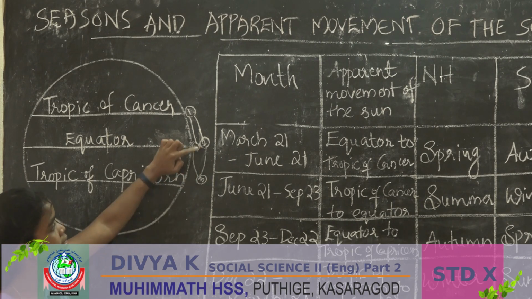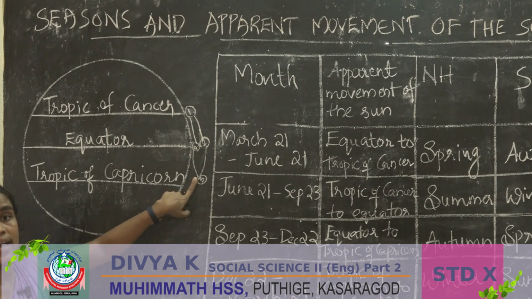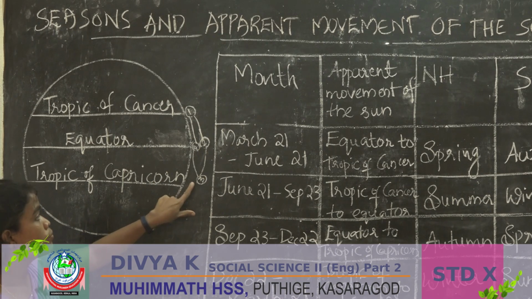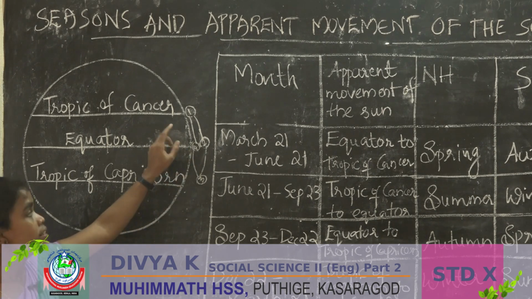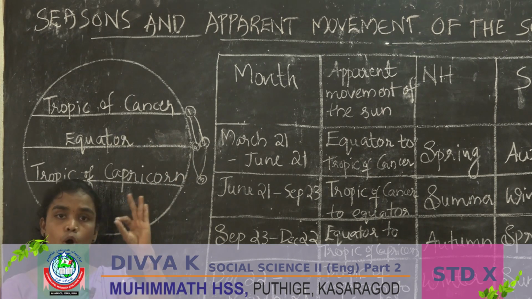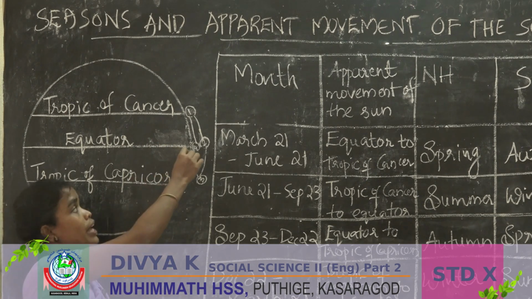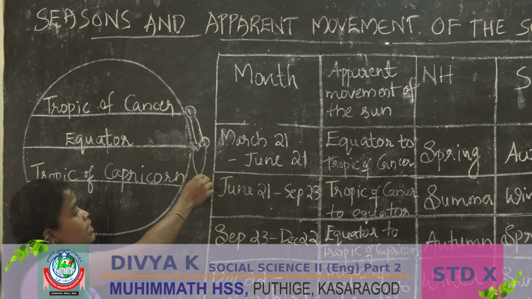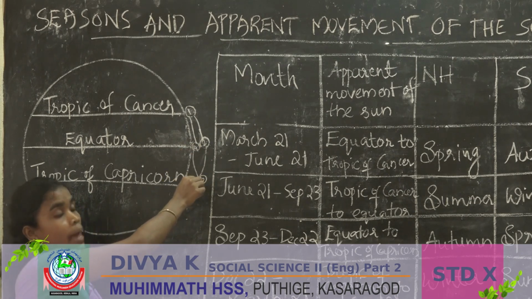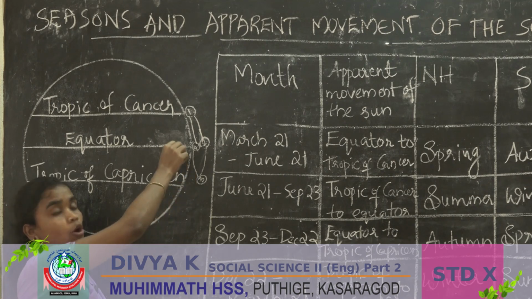Then let's discuss the third shift. The third shift is again from the equator to Tropic of Capricorn. The third shift of the sun is from where to where? Equator to Tropic of Capricorn. The fourth shift is from Tropic of Capricorn to the equator. Is it clear? The sun apparently shifts 4 times in a year. First shift from equator to Tropic of Cancer. Second shift from Tropic of Cancer to equator. Third shift from equator to Tropic of Capricorn. Fourth shift from Tropic of Capricorn to equator.